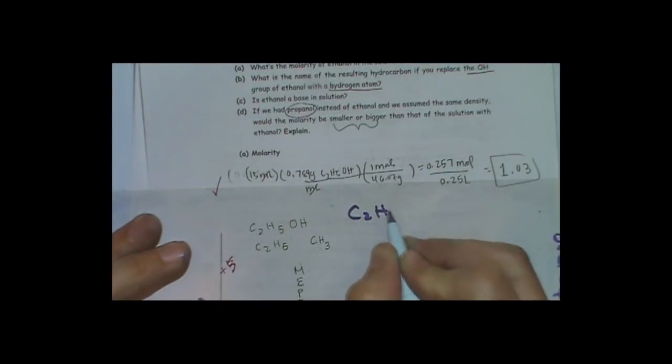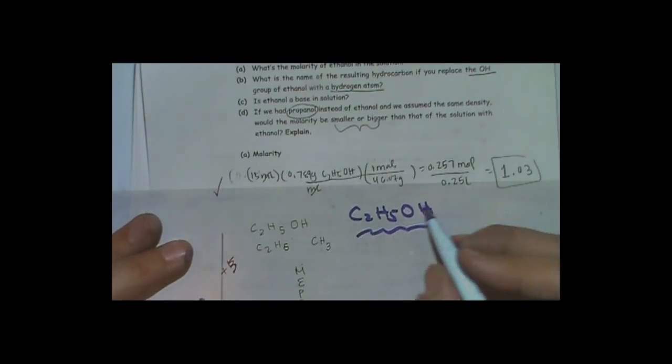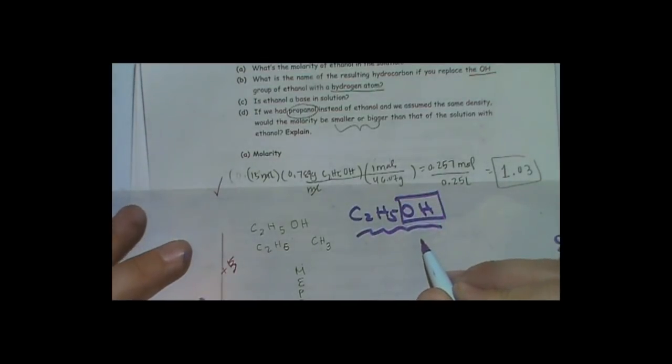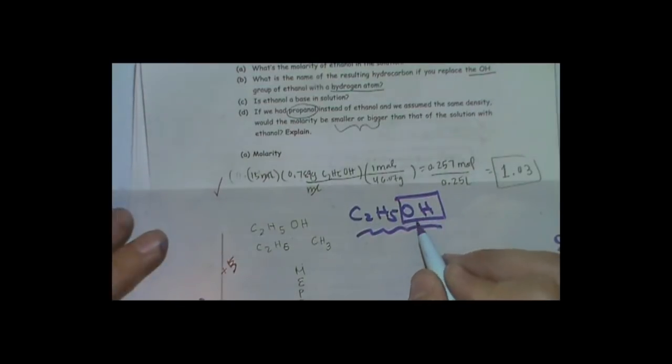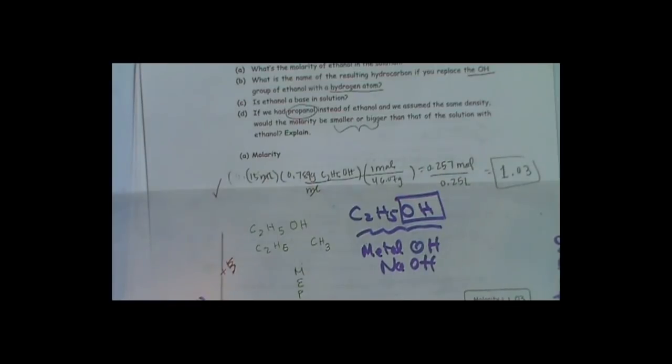Is ethanol a base in solution? Let me write that. Ethanol, C2H5OH. Anybody, I'll ask the audience, is that a base? Because I do see an OH there. It's not. What does the OH need to be connected to make it a base? Any metal. If it's a metal, like sodium hydroxide, potassium hydroxide, etc., that's a base. But when an OH is connected to nonmetals, it's actually an acid.